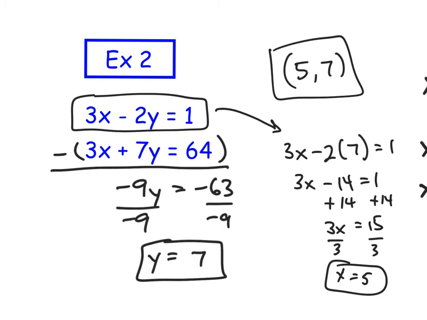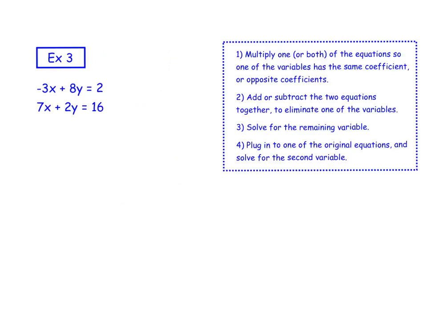You could leave it as what we wrote down here, x is 5, y is 7, or you could write it as an ordered pair like I did there. And once again, if you plug it back in for x and y into the second equation, it will check out. All right, look at example 3.